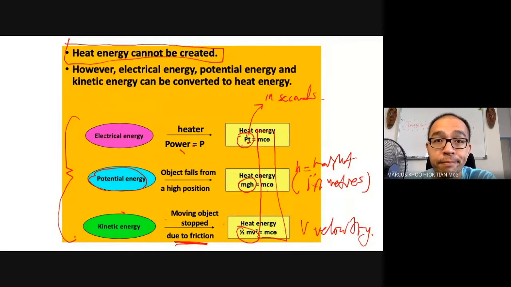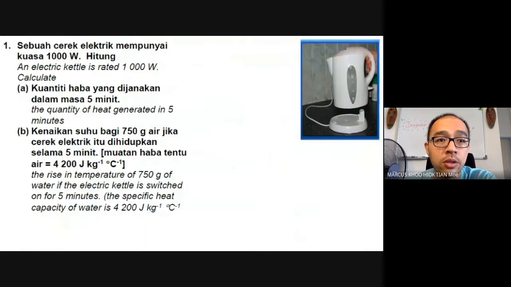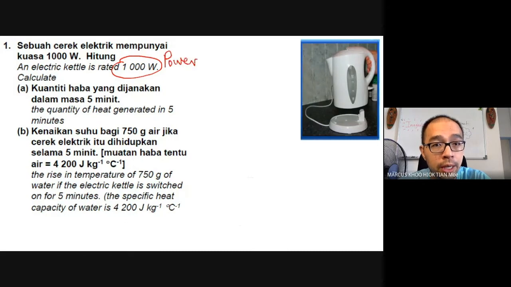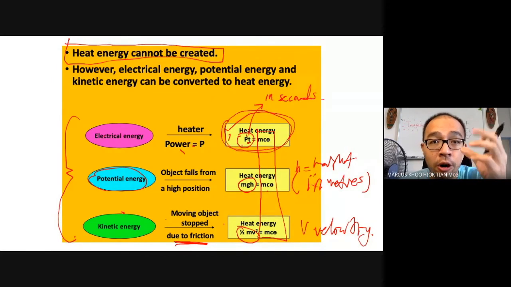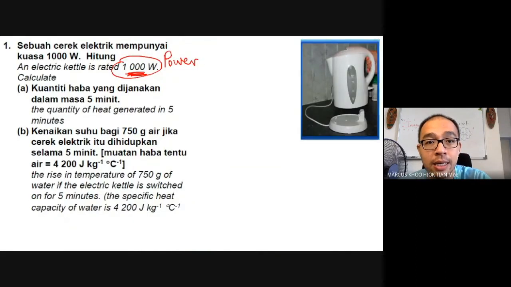All right, so an electric kettle is rated 1000 watts. 1000 watts refers to its power. So when you're given this power, you immediately know that you're talking about this particular one. It is not a formula, guys. It's just a combination of two powers. So we're talking about Pt equals mc delta theta.